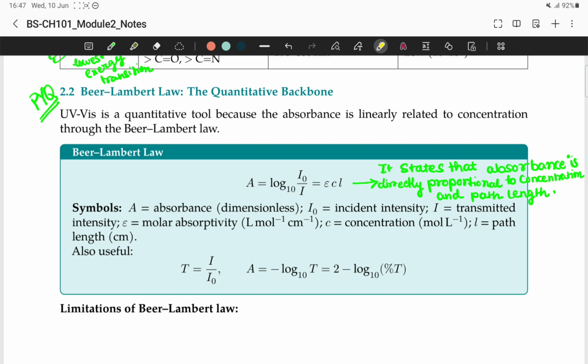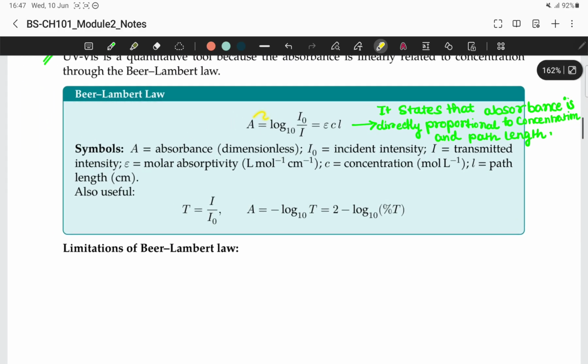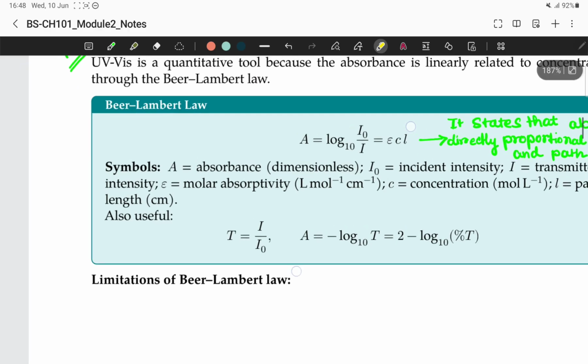What does Beer-Lambert's law state? It states that absorbance is linearly related to concentration. Here is the formula. Let me get through the statement first. The statement is that absorbance is directly proportional to concentration and path length. What does it mean? Let me come over here.